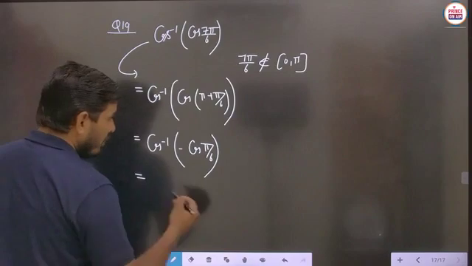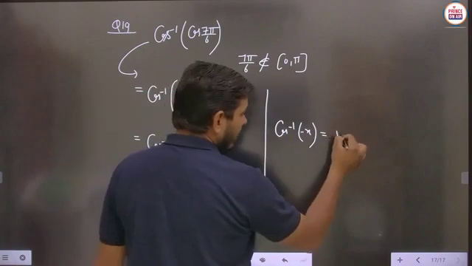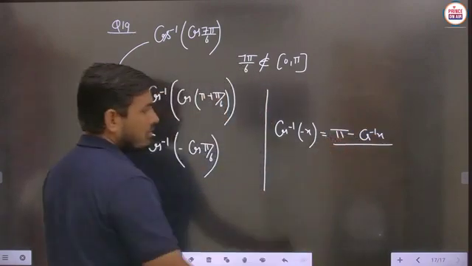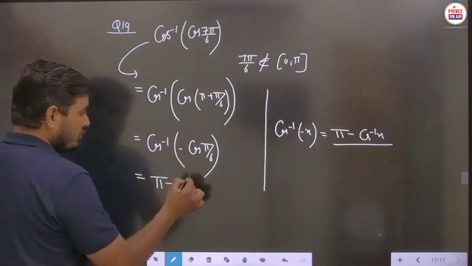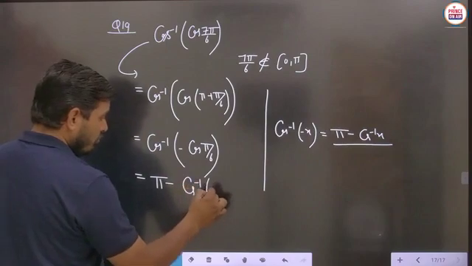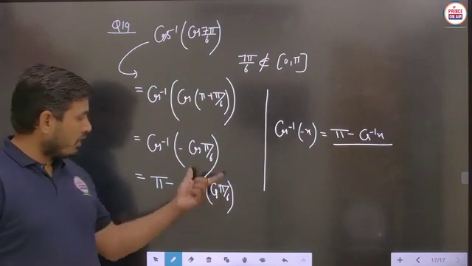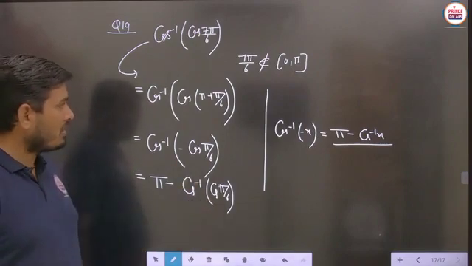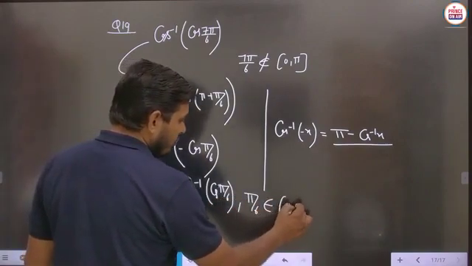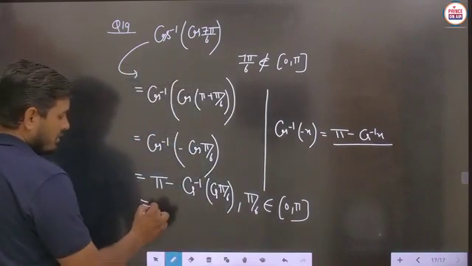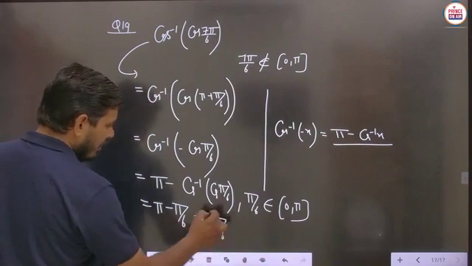Now the very important property we have already learned: cos inverse of minus x will be written as pi minus cos inverse x. You know very well about this part. So now to eliminate this negative sign we can use this property, which we have learned in the theory part. So you can just use the property. Now this angle pi by 6 lies in the interval 0 to pi, so the answer will be written as pi minus pi by 6, and the answer should be 5 pi by 6.